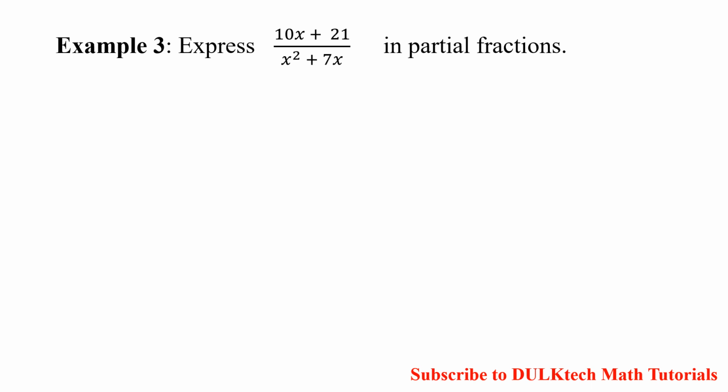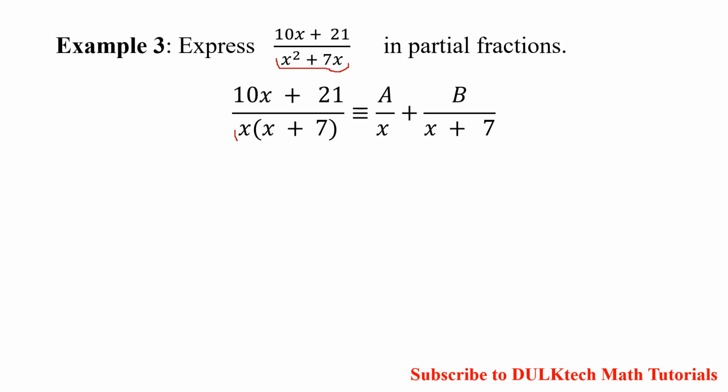Express this one in partial fractions, right? As usual, let's factorize the denominator completely. We can just take out x there. We remain with something like this. X factor of x plus 7.